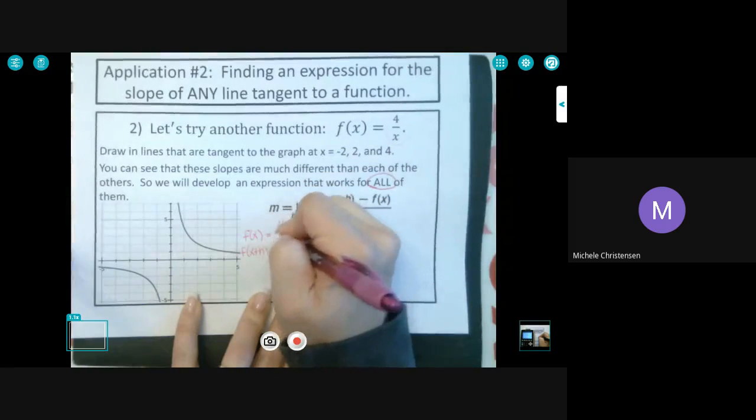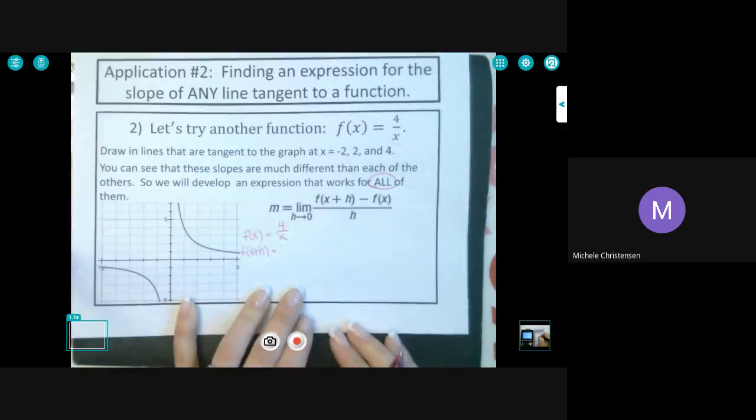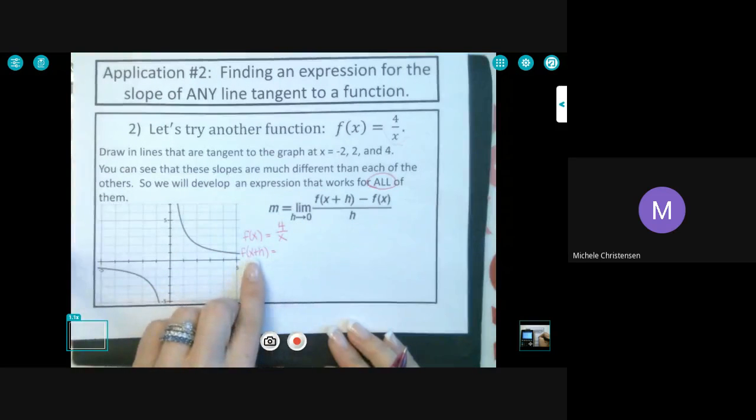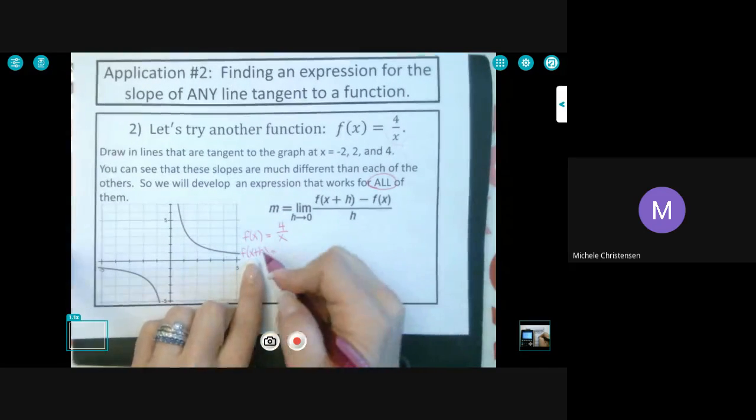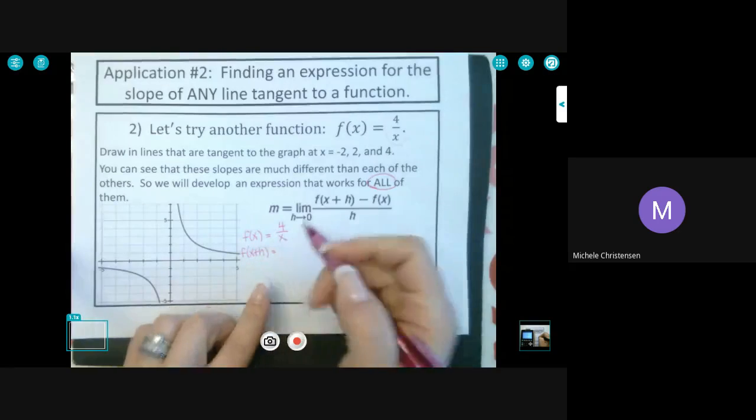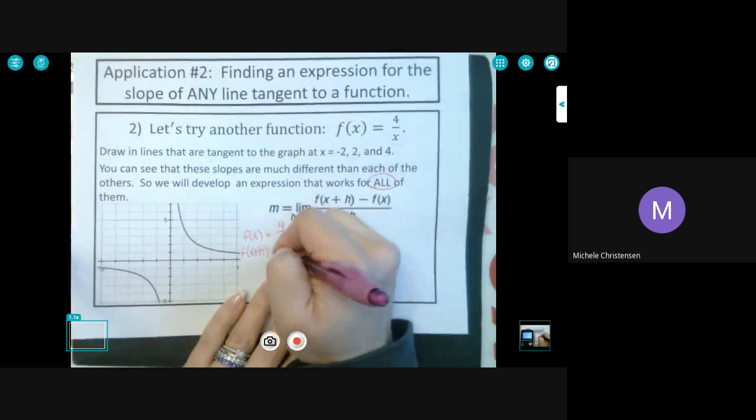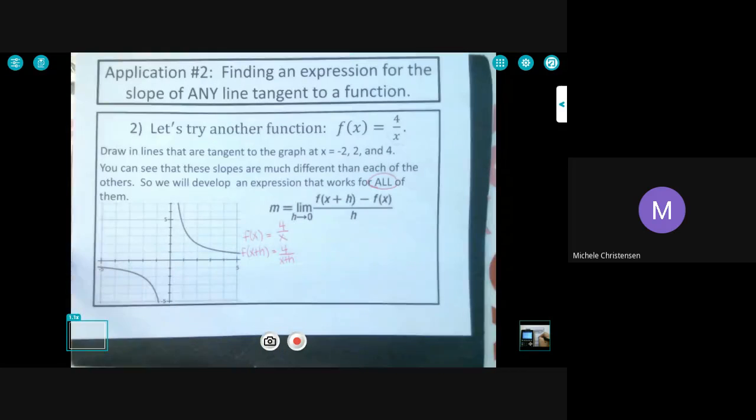So that's 4 over x. And what is f of x plus h? Well, that means take x plus h and plug it into the function. So that's 4 over x plus h.